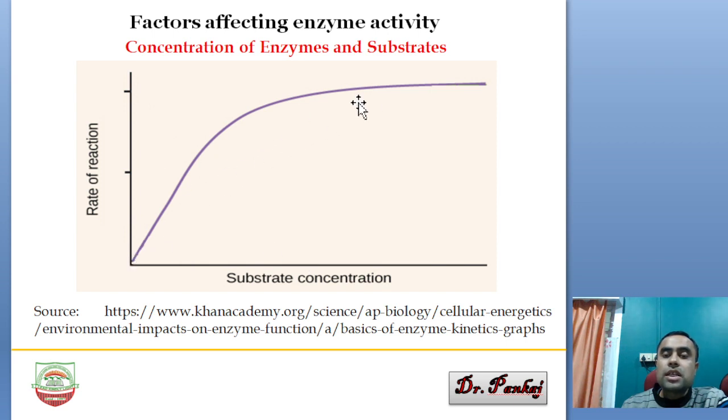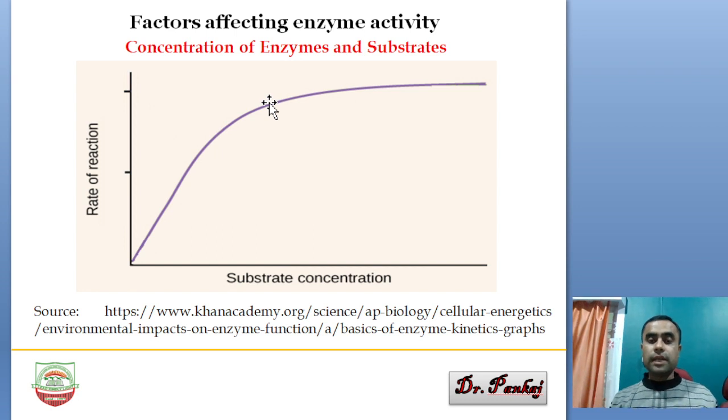If the substrate concentration is increasing, then the rate of reaction increases up to one level. After that point the rate of reaction becomes constant, and from that position the reaction does not increase. That means even if the concentration of substrate is increasing, the rate of reaction will not go to the top level. It shifts this way.